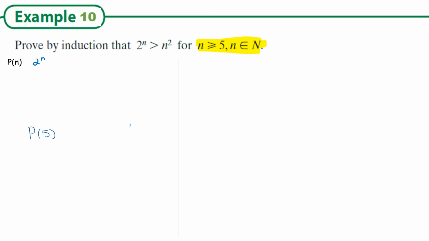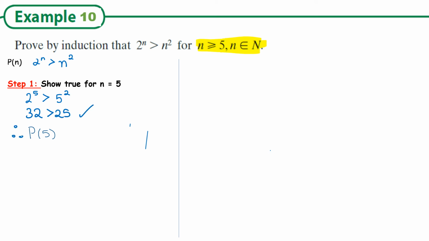The first thing we're going to do is write down our proposition, which is 2 to the power of n is greater than n squared. The next step is show that it's true for n equals 5. So not 1 in this case, because if you try 1 it won't work. So 2 to the power of 5, oh, that should be a greater than sign here as well. It's going to show that that is greater than 5 squared. So we get 32 is greater than 25. That is true. Therefore, P5 is true.